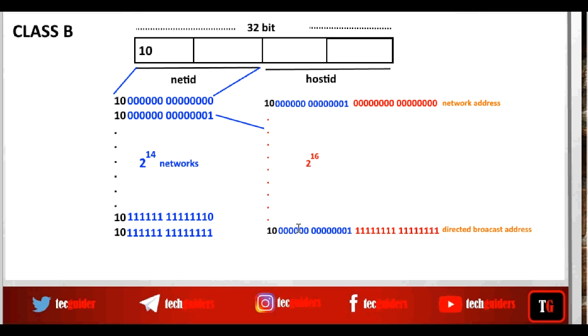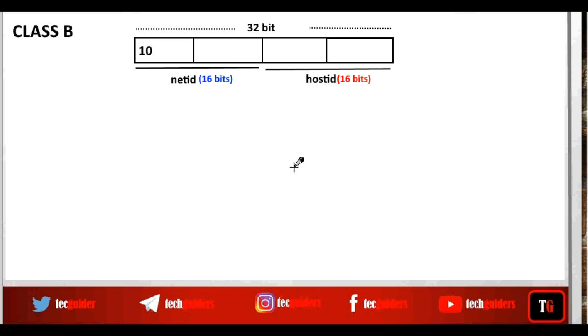So with the remaining IP addresses, how many hosts can be addressed? 2^16 minus 2 hosts can be addressed, or there are 2^16 minus 2 host IP addresses. Thus, the number of Class B networks that are possible is 2^14, and the number of hosts that can be addressed within each Class B network is 2^16 minus 2. And Class B consists of all those IP addresses which begin with 10.